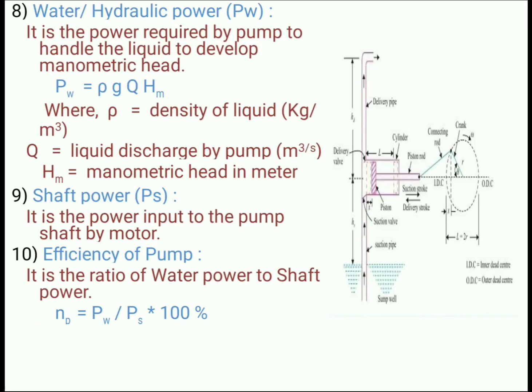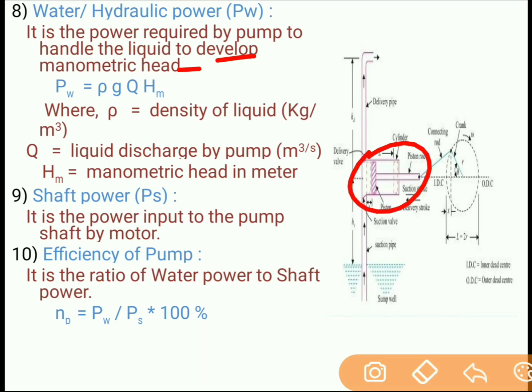Next terminology, number 8, water or hydraulic power. It is the power developed by the pump to handle the liquid so as to develop the manometric head. How much power is to be supplied to the pump so as to develop the manometric head? That power is the water power. The pump is a power consuming machine, so power has to be transferred to the pump. In order to transfer the liquid from the suction to the delivery pipe, the total head required is the manometric head. To overcome this manometric head, we require certain power which is to be supplied at the crank.